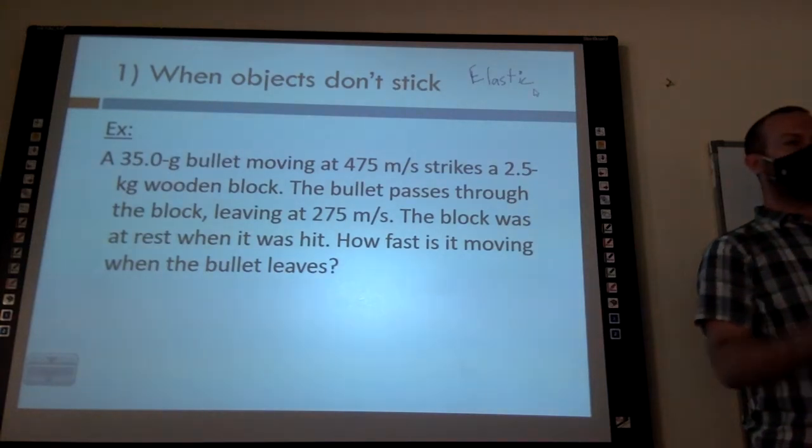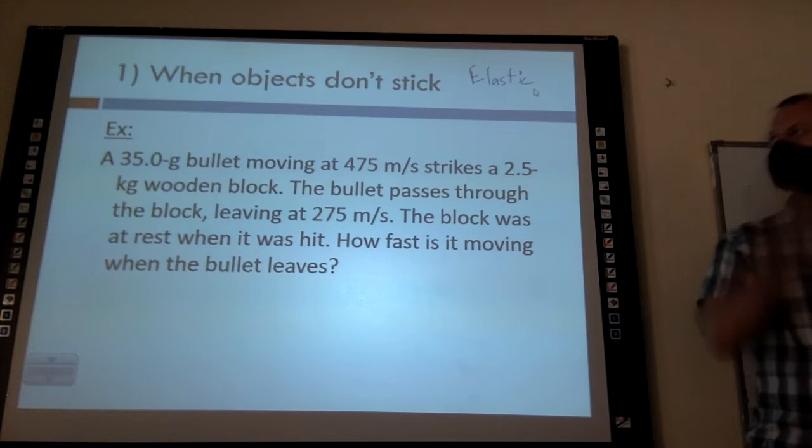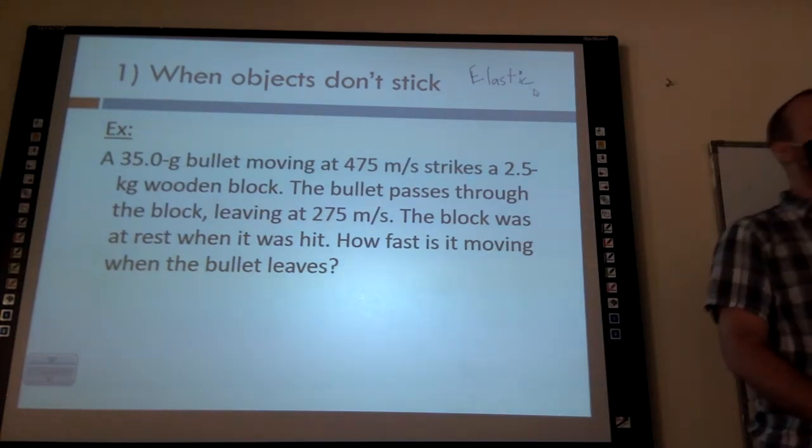So I'm going to show you guys one example of each, and then I'm going to stop. I'll cover the last three examples with the group tomorrow.